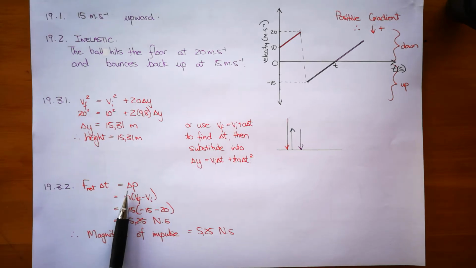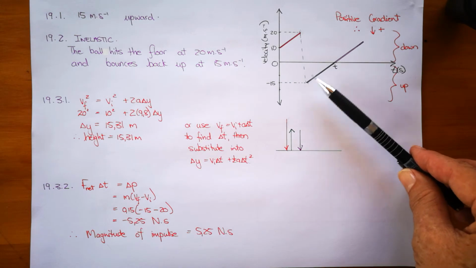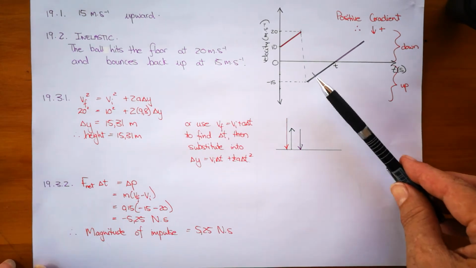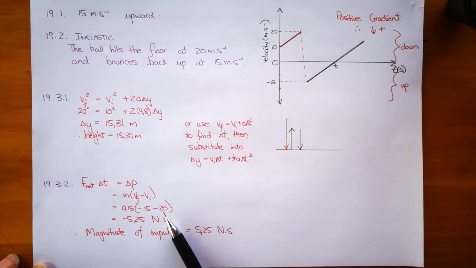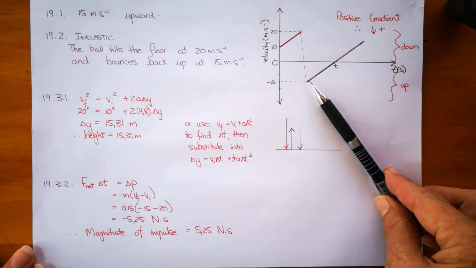Whenever they ask for impulse, you can calculate change in momentum. We have the mass of the ball. The final velocity for the bounce is 15 upward, negative 15. The initial velocity for the bounce is 20. It hits the floor at 20, rebounds at 15.